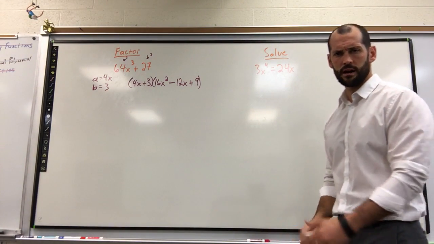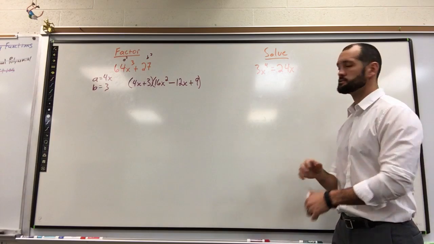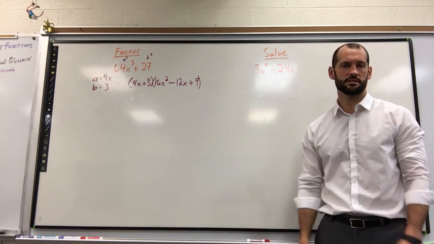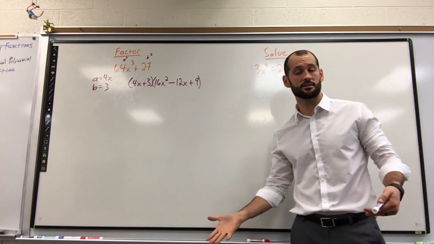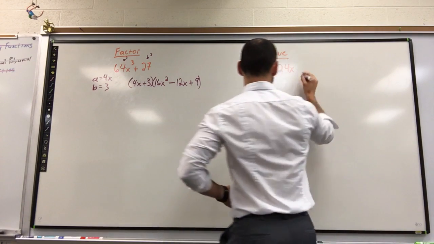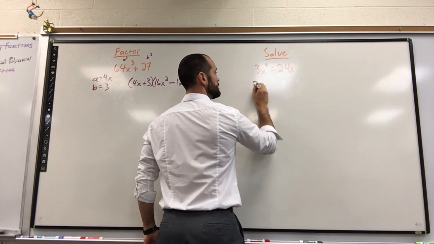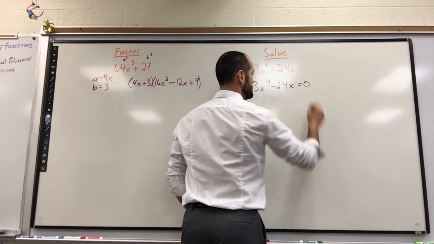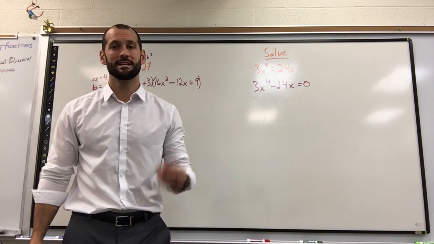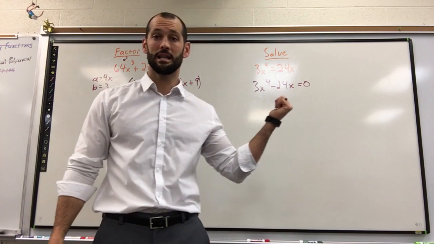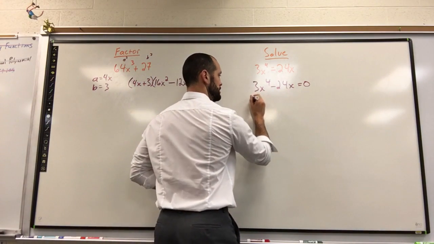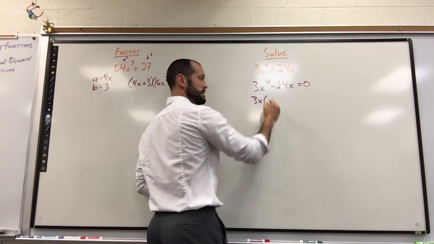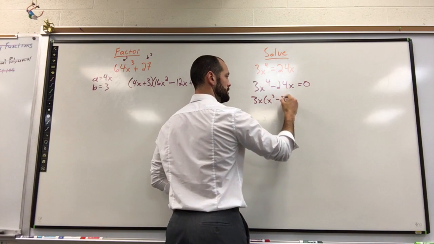Solving. Looks a little funnier, right? Well, my first piece of advice, let's get everything on one side. Let's set it equal to 0. If we're trying to find a 0, let's make it equal 0. I'll bring the 24x over. First step of factoring, I always look for GCF. Hello, it works. We can pull the 3x out, leaving me with x cubed minus 8.